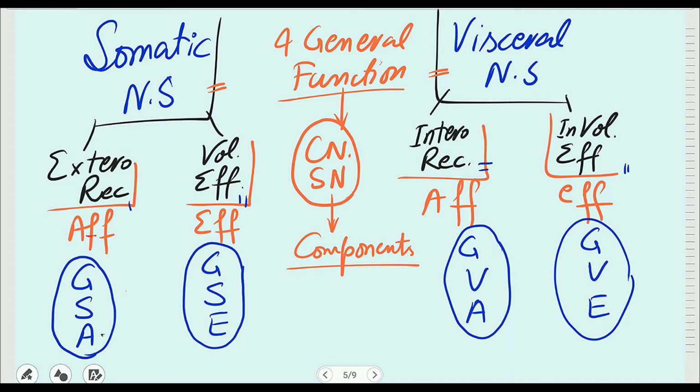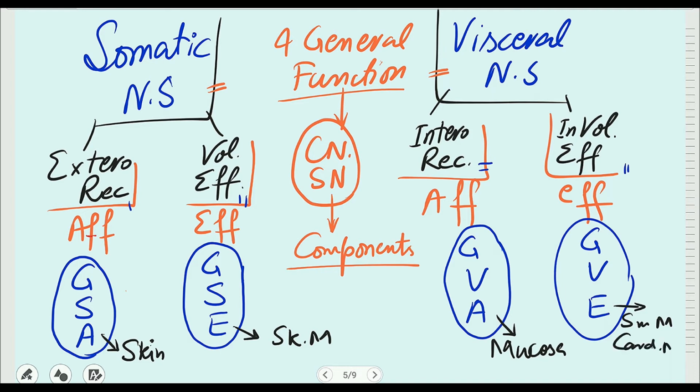For the general somatic afferent component, what should be the one word label? The one word label for this is skin, having the exteroreceptors. For general somatic efferent, the one word should be skeletal muscle, that is the voluntary factor. For general visceral afferent, we'll write just mucosa, having the interoreceptors. And for general visceral efferent, we'll write involuntary factors, that is the smooth muscle, cardiac muscle and the glands.